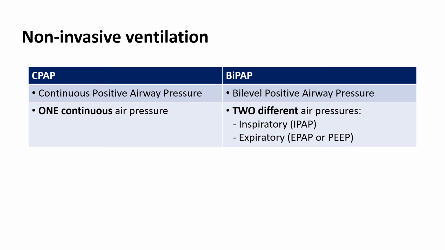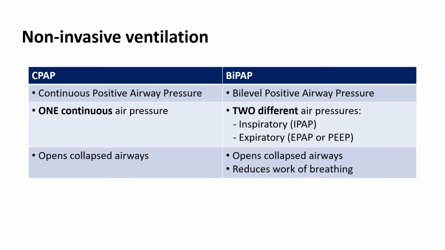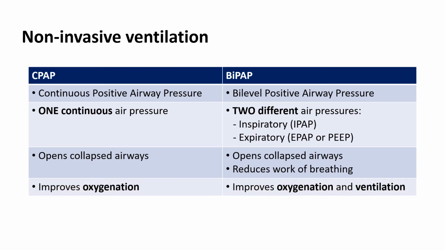Now, for whatever reason, EPAP is also called PEEP sometimes, depending on the machine that you're using. But there's no difference between those two words. They're exactly the same thing. They're both expiratory pressures. CPAP functions mainly to open collapsed airways, whereas BiPAP opens collapsed airways, but also has some extra pressure to reduce work of breathing. In this way, you can count on CPAP to improve oxygenation, and you can count on BiPAP to improve both oxygenation and ventilation.